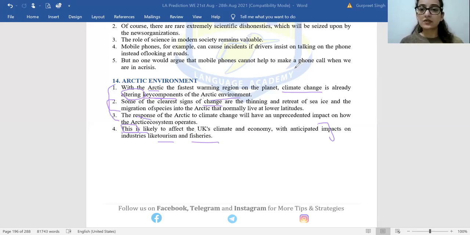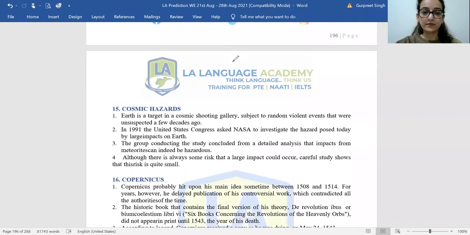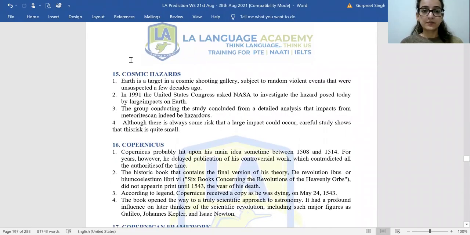This is about 14th. Okay, number 15. So 15 says Earth is a target in a cosmic shooting gallery, subject to random violent events that were unsuspected a few decades ago. What are the elements? We have Earth, we have some events, and we have a time period, a few decades ago.